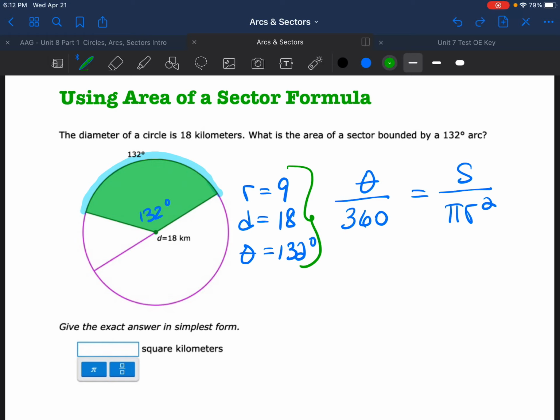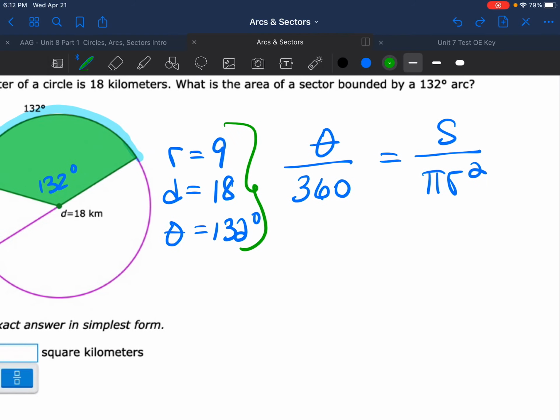All right, now be careful here. I'm just going to warn you, the answer to this is supposed to be left in exact form. We are going to get fractions here, kind of messy ones, but we'll deal with it. We'll stay calm and see what happens. So 132 is theta, so I'm going to replace that here. 132 is to 360 as S is to pi r squared. The radius was 9, and 9 squared times pi is going to give us 81 pi.